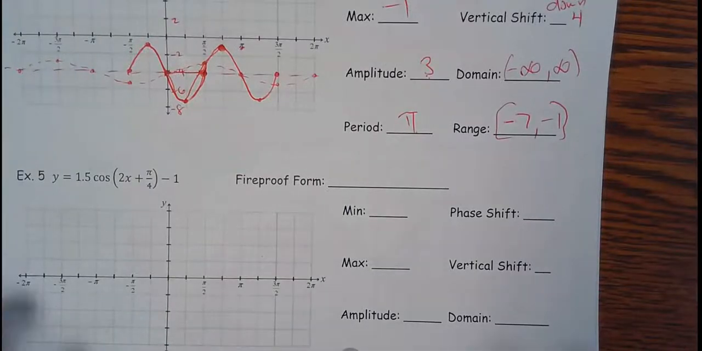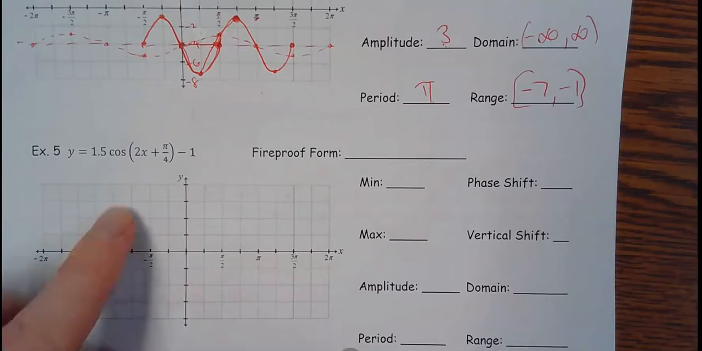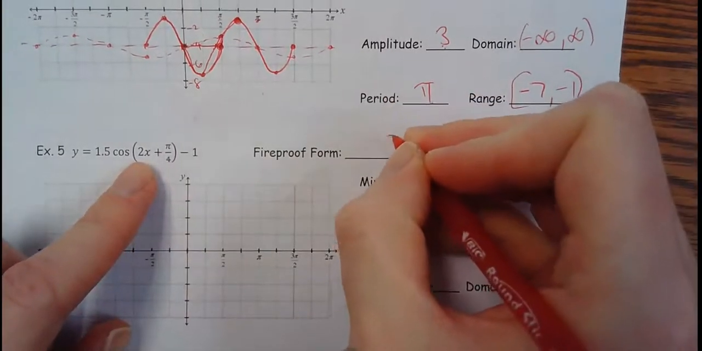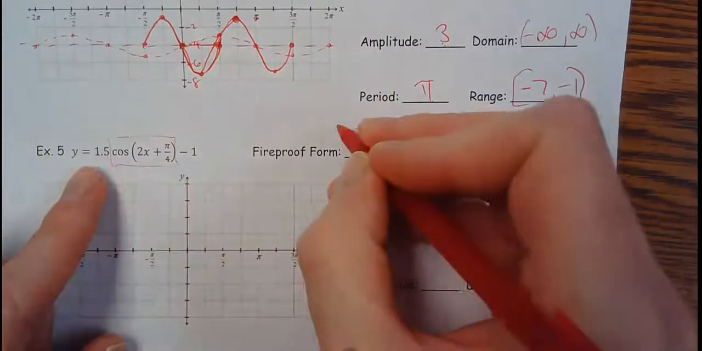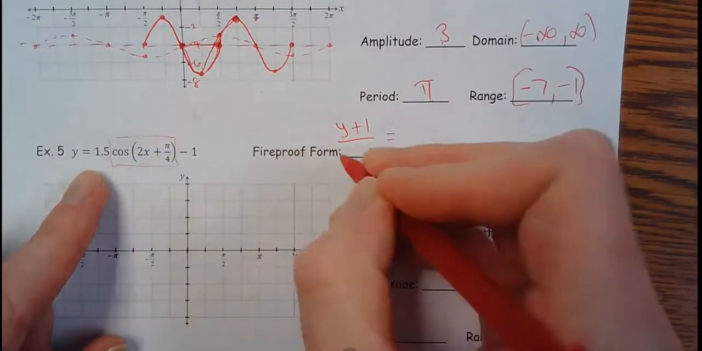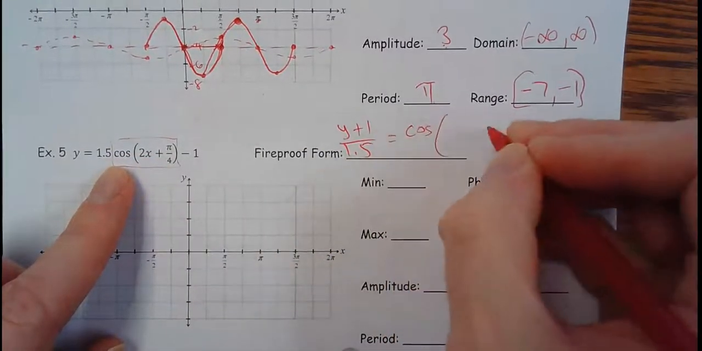Okay, so the last guy here. So again, I'll just fill this out for the sake of the video. So if I approach it in this form, I want cosine by itself. So I just want this by itself, so I'm going to move everything else over. So y plus 1 divided by 1.5. And now I've got cosine.